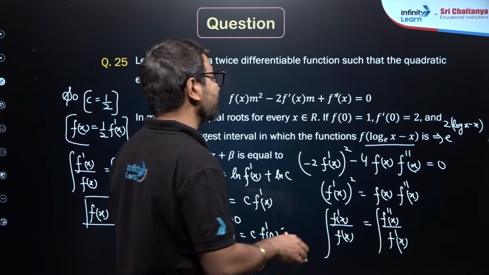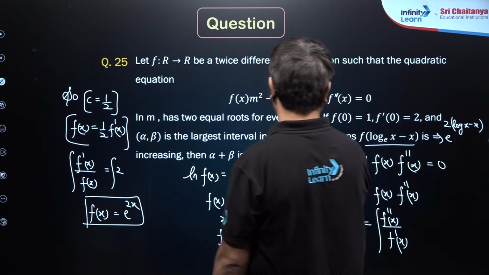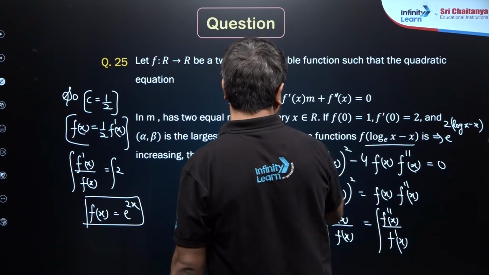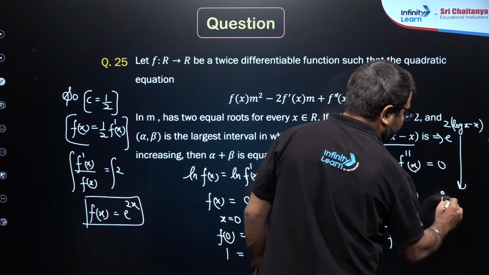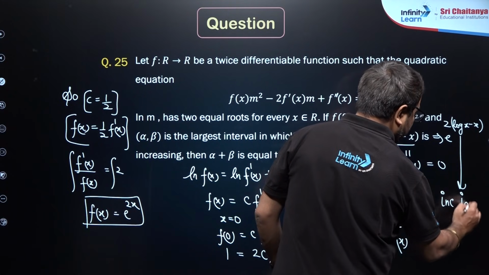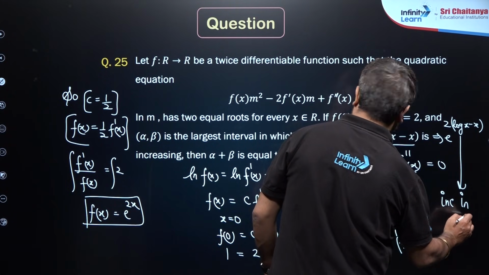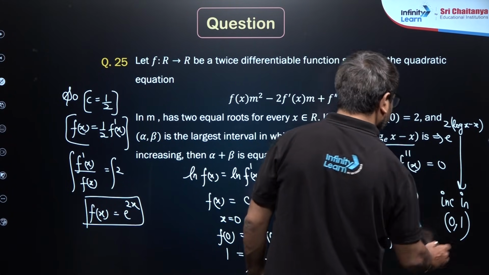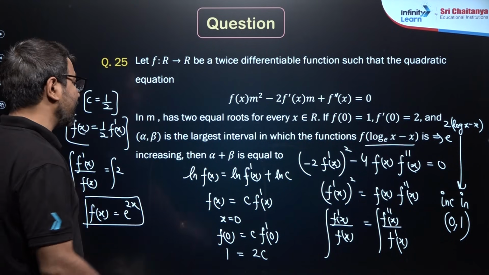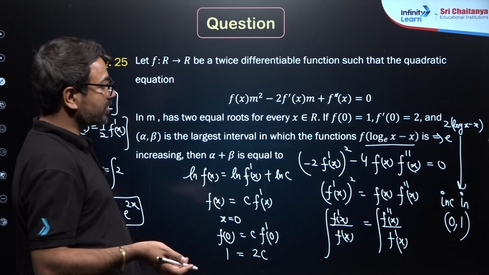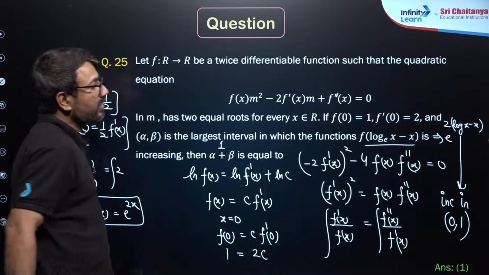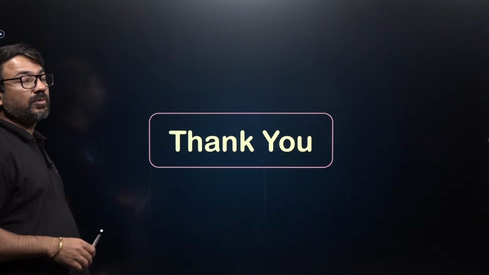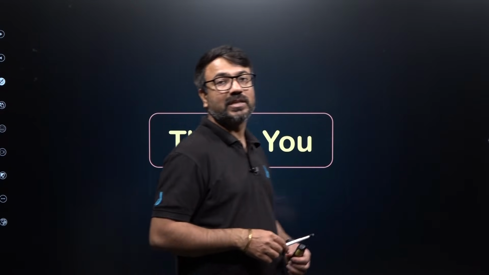Now, bache, this function, they have said, is the largest interval in which this function is increasing. So this function is increasing in the interval 0 to 1. Alright. So my dear students, alpha plus beta will become 0 plus 1, and that's why the answer to this problem is 1. So this is all about the solutions of this 21st January paper.